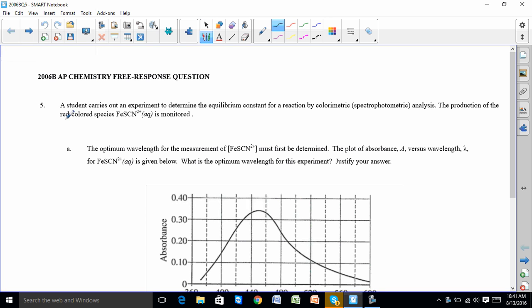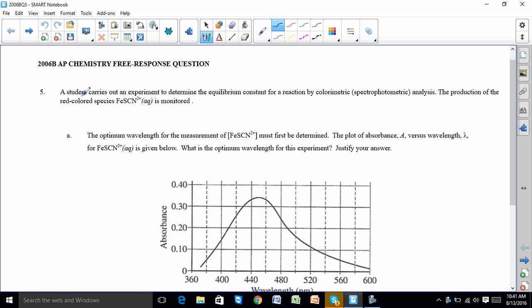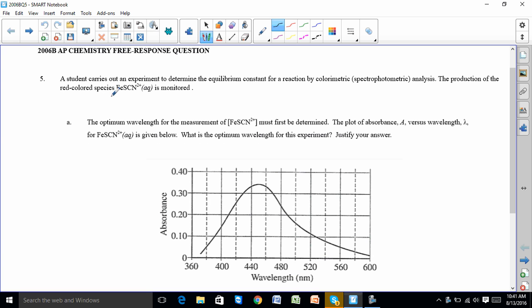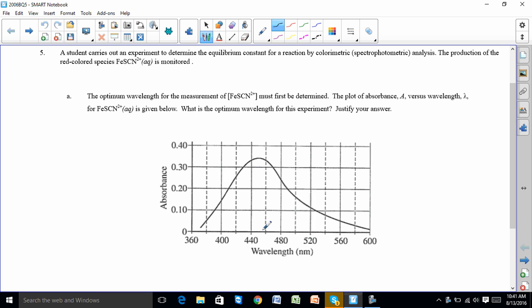Okay, 2006B, question 5. This is the same equilibrium lab that we did. A student carries out an experiment to determine the equilibrium constant by colorimetric or spectrophotometric analysis. The production of the red species FeSCN2+ is monitored. Okay, what's the optimum wavelength?